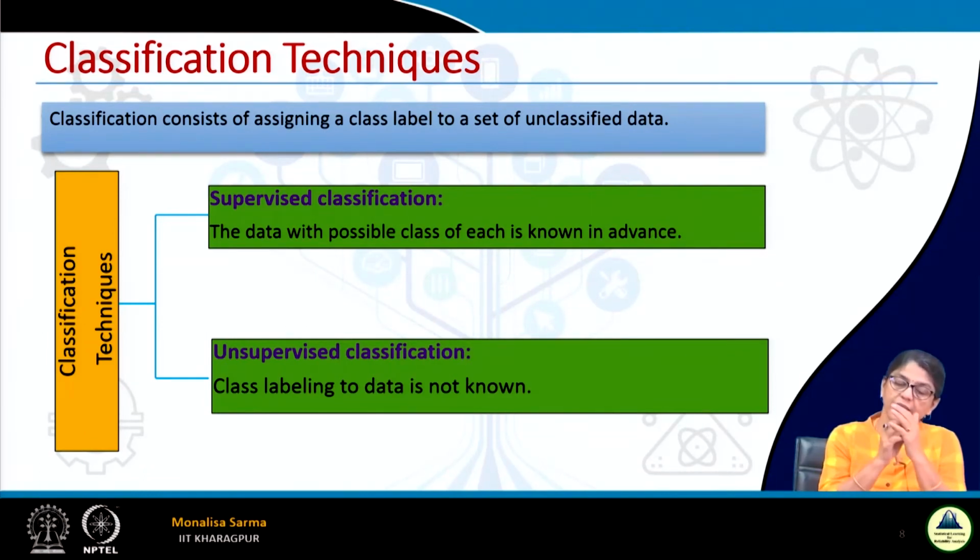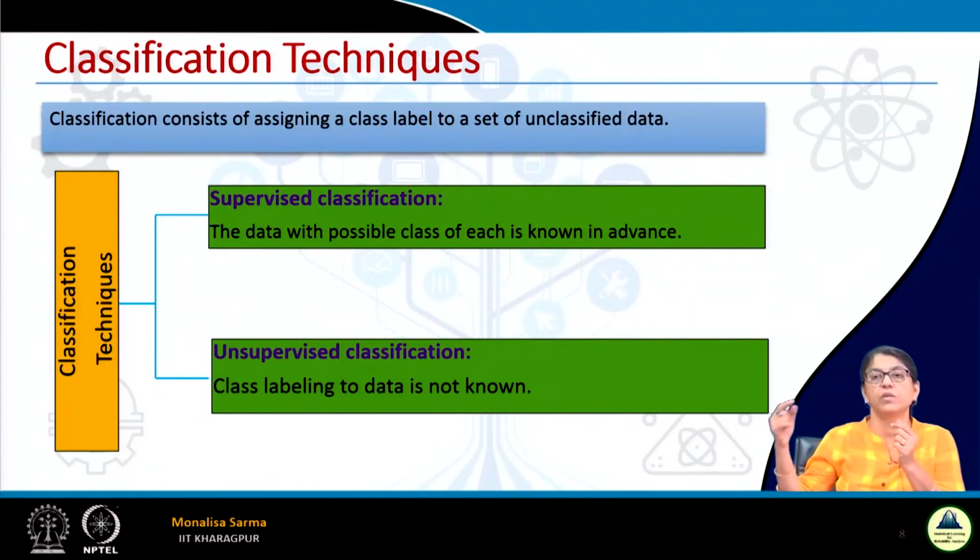We try to group the data in such a way that the data belonging to a group are very much similar to each other. All the objects belonging to this group are quite similar to each other in its features, maybe in some of the features, compared to the objects belonging to the other group. Okay.